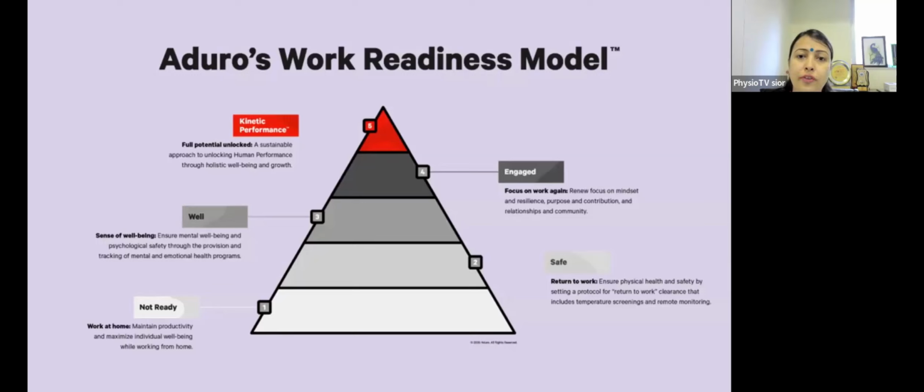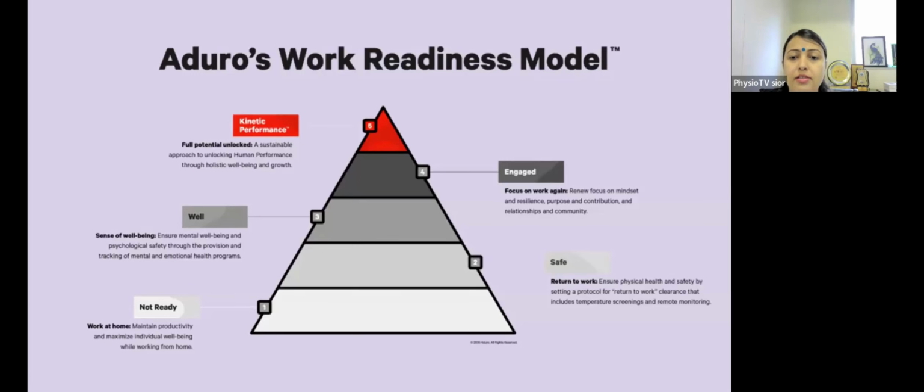Now, the third stage of this readiness model is when the worker starts getting a sense of well-being. This ensures mental well-being and psychological safety through the provision and tracking of mental and emotional health programs. So during the transition from the second to the third stage, certain wellness programs are incorporated for the injured worker, so that he or she reaches the stage. And once he or she reaches it, then we say that they have reached the third stage.